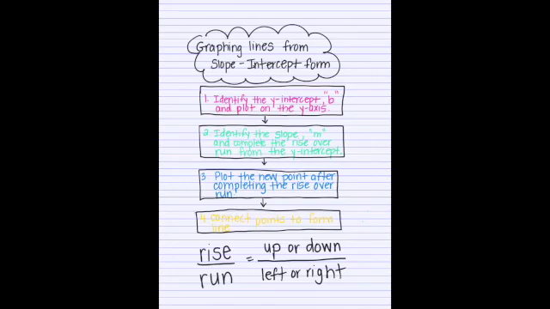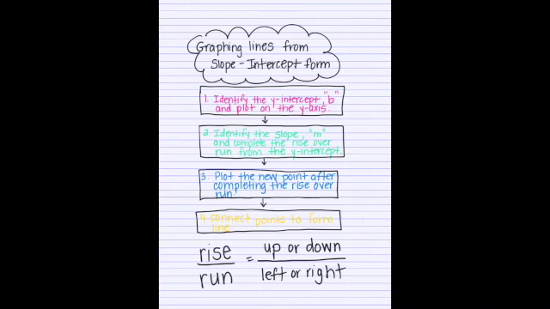Alright, in this video we're going to be talking about how to graph lines from slope-intercept form. So just a reminder that slope-intercept is y equals mx plus b. So we just have a short little flow map here that gives us 4 steps.